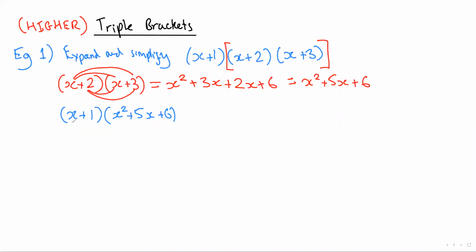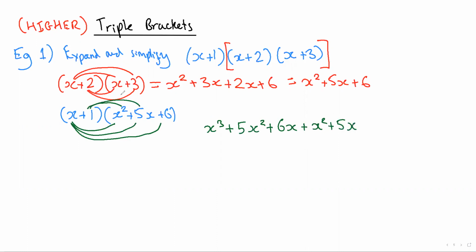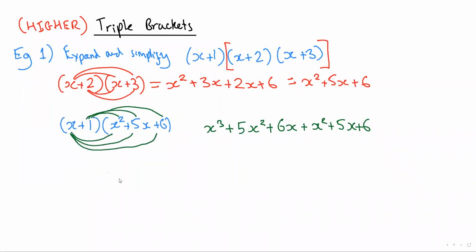So our first step is to multiply this x by the first term, which will give us x cubed. And then we want to multiply it by the second term. So we have 5x squared. And then the last term, so we get 6x. And then we multiply everything by this 1 here. So we get plus x squared. And then we multiply it by the 5x. And then the 6. Actually, I'm going to move these down a bit, like that.